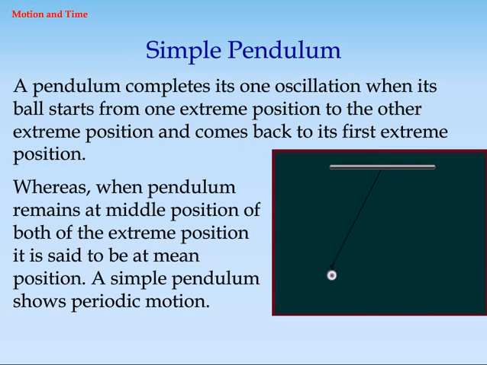Simple pendulum. A pendulum completes one oscillation when its ball starts from one extreme position to the other extreme position and comes back to its first extreme position. Whereas, when the pendulum remains at the middle position of both extreme positions, it is said to be at mean position. A simple pendulum shows periodic motion.